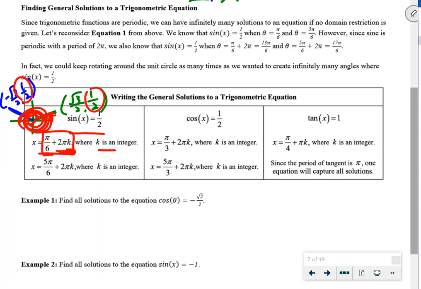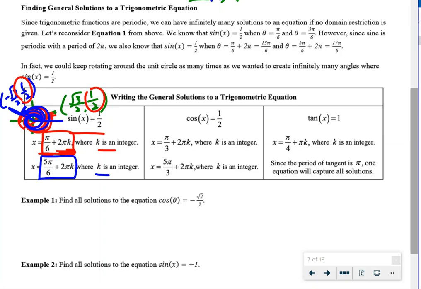A similar thing happens for the second answer, 5 pi over 6. When I start from the x-axis, 5 pi over 6 is this angle. But when you think about 1 rotation and 5 pi over 6, or 2 rotations and 5 pi over 6, then again you have infinitely many solutions. And again, k has to be an integer so that you can make multiple rotations.